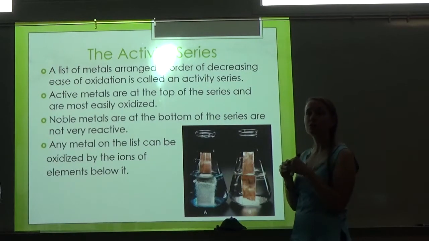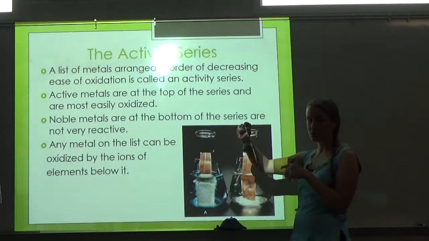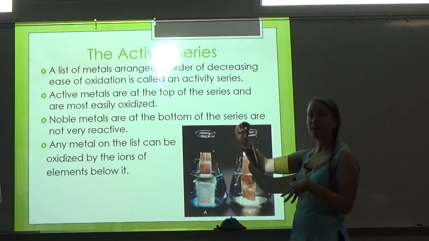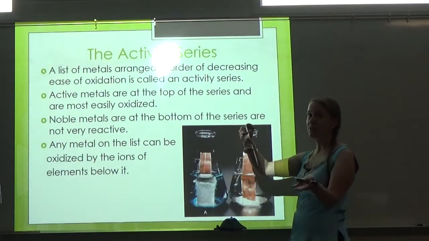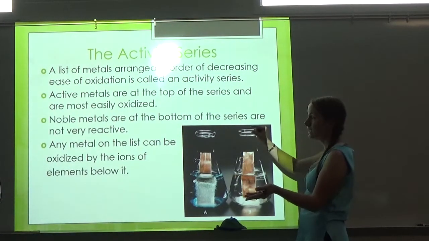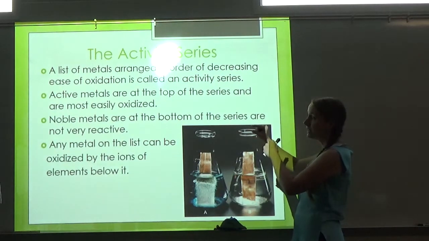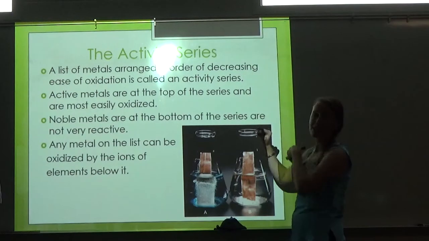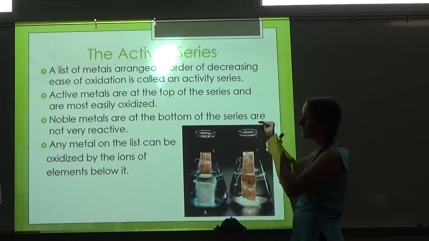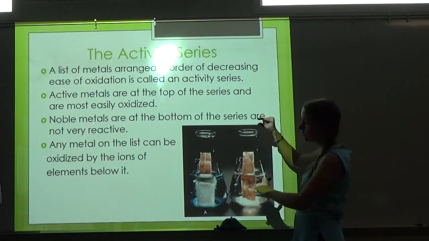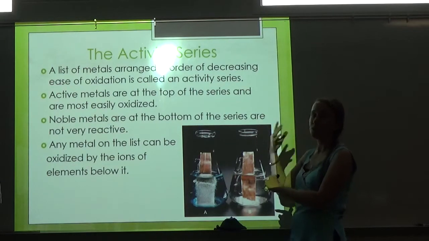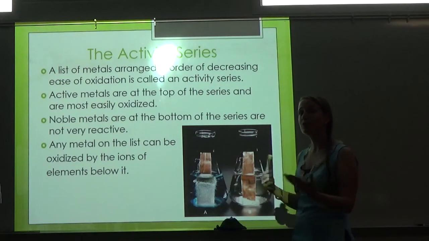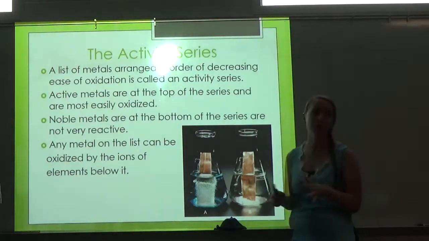So what you're going to do is find the solid metal, which is just the metal by itself, and then find the metal ion, and I'll show you what I mean in an example in just a second. If the metal ion is above the solid metal, then it's not going to react. If the metal ion is below the solid metal, it will react. Okay, so at this point, you would have to decide, is a reaction going to occur or not?